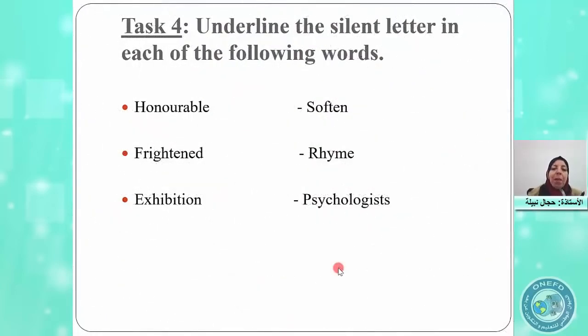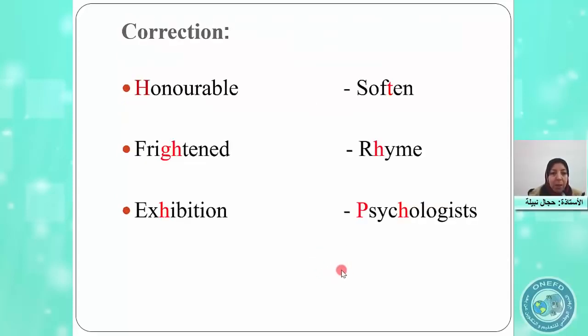Task 4 is about sound system. Underline the silent letter in each of the following words. Let's correct. Honorable. So the silent letter here is the mute H in the initial position. Frighten, the silent letter is the GH before the T.